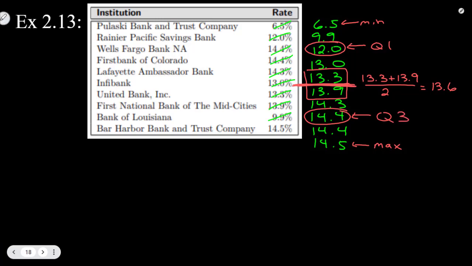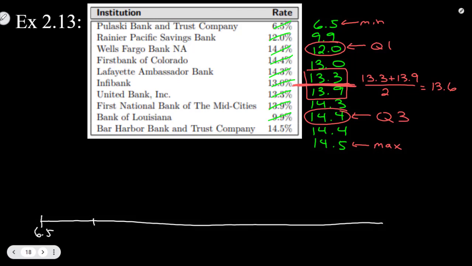Now that we've identified those values, we want to go ahead and make our scale. So I'm going to make my scale down here, and I'll try and make it as even as possible, but we're going to go from 6.5 up to 14.5. So I'm just going to start with 6.5, and then 7.5, 8.5, 9.5, 10.5, 11.5, 12.5. I didn't make my line long enough here, evidently. 13.5, and 14.5. Hopefully those are relatively even.